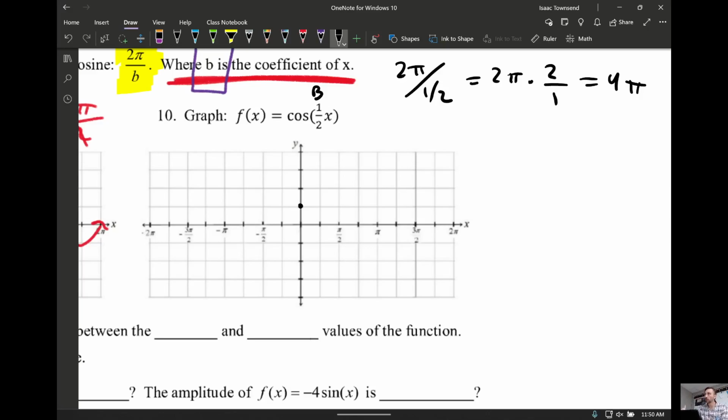Okay, so this one should look like this.